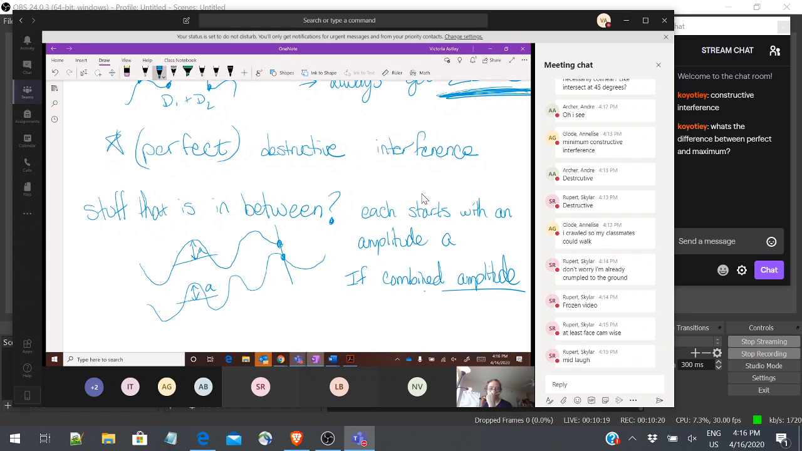Logan asks, what is the difference between perfect and maximum? I don't know. I don't know why they're not perfect constructive and perfect destructive. That would make more sense, but no idea. Yeah, I guess to stop you getting them mixed up as much, maybe? It's very strange.